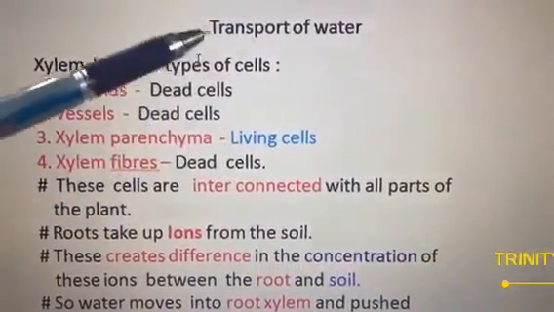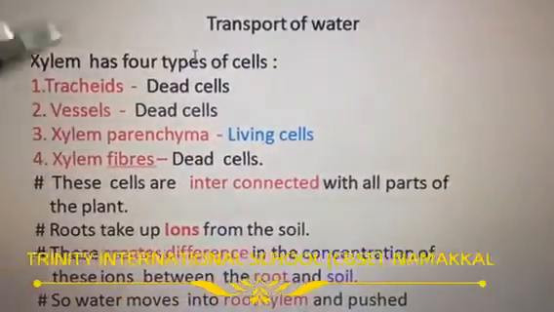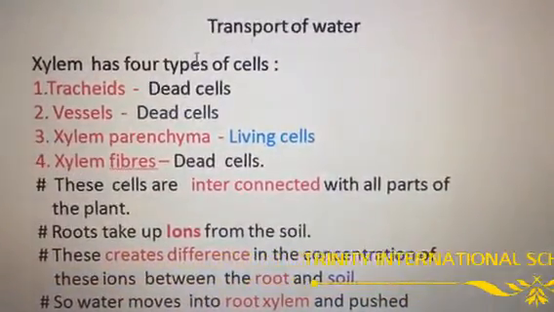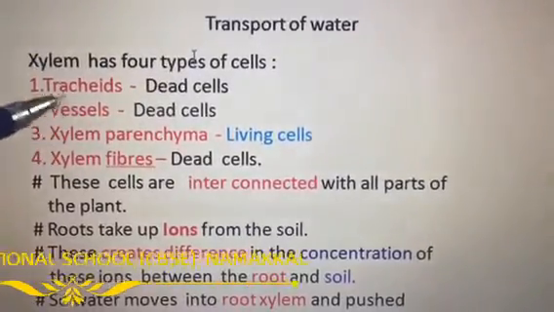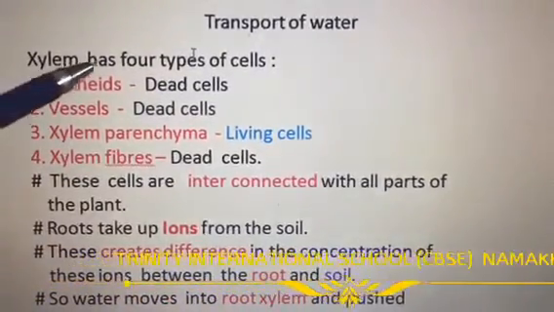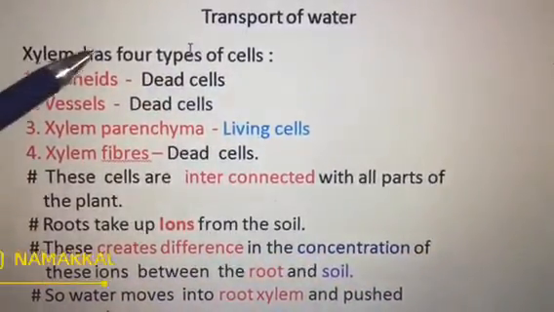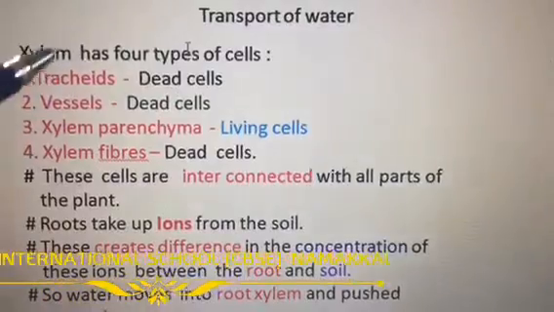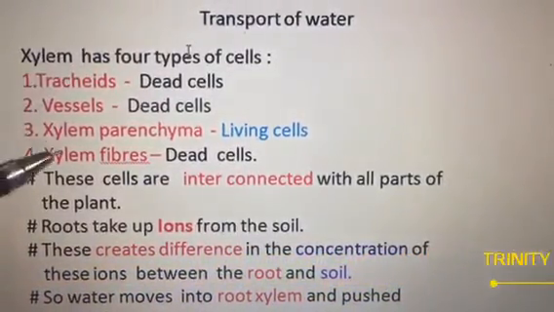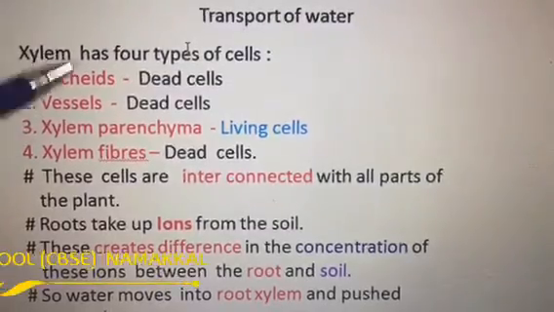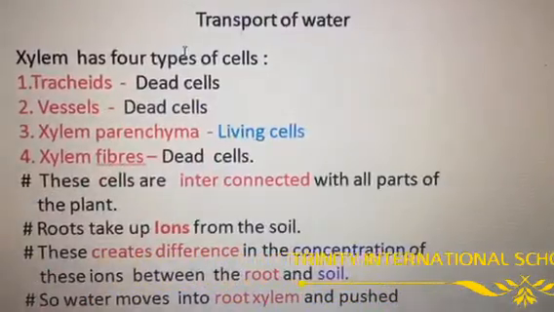Next, transport of water. How water is transported from the root to the aerial part of the plant body, we will discuss. Xylem has 4 types of cells. Before we see them, xylem conducts water and minerals. For conducting water and minerals, there are 4 cells helping.